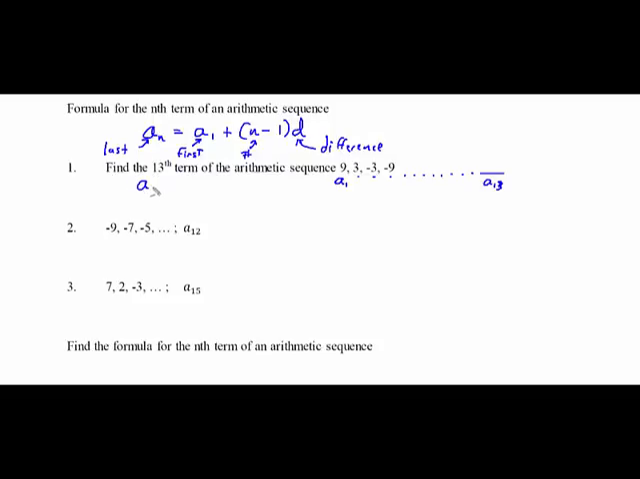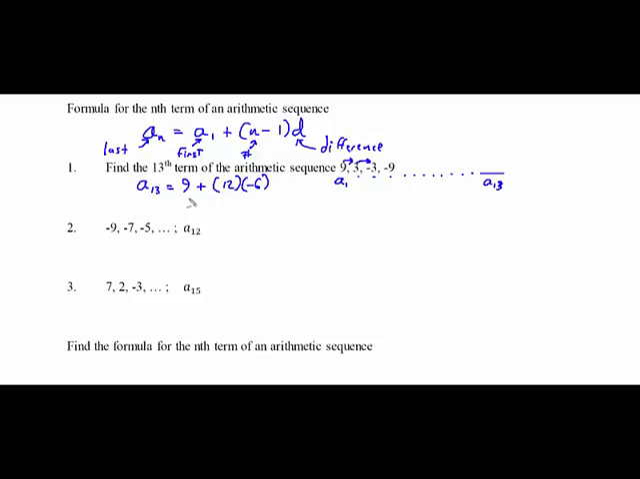So to find my 13th term, I'm going to plug in my first term here, and my first term here is 9. I'm going to go 13 minus 1, which would be 12, times my difference, and it looks like the difference between each of these is going to be a negative 6, because I'm losing 6 each time. So there's my negative 6.